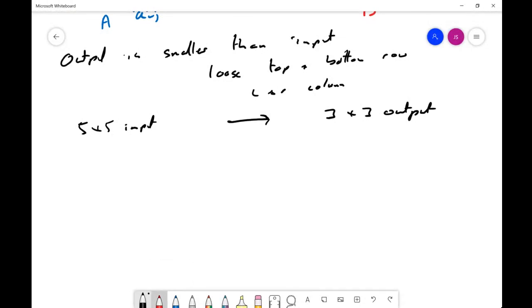Right, the first window operator, low pass filter. And it is sometimes called smoothing.